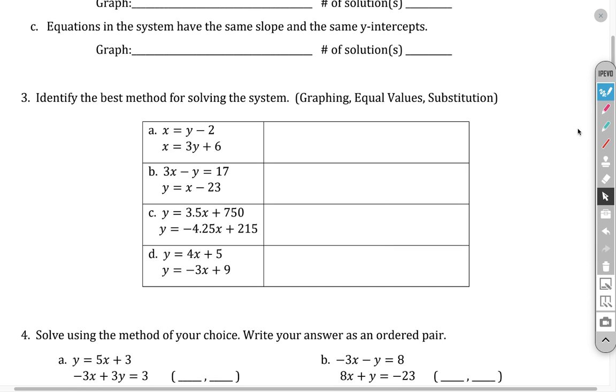All right, so number 3 says to identify the best method for solving the system. This does not mean that we need to solve these. It just wants the method for these, right? So let's look at A. So on A, notice both of these are equal to x, right? Not equal to y, but set equal to x. So when they're set equal to x, that tells me that they both equal each other. So the best way to solve this would be to use the equal values method.